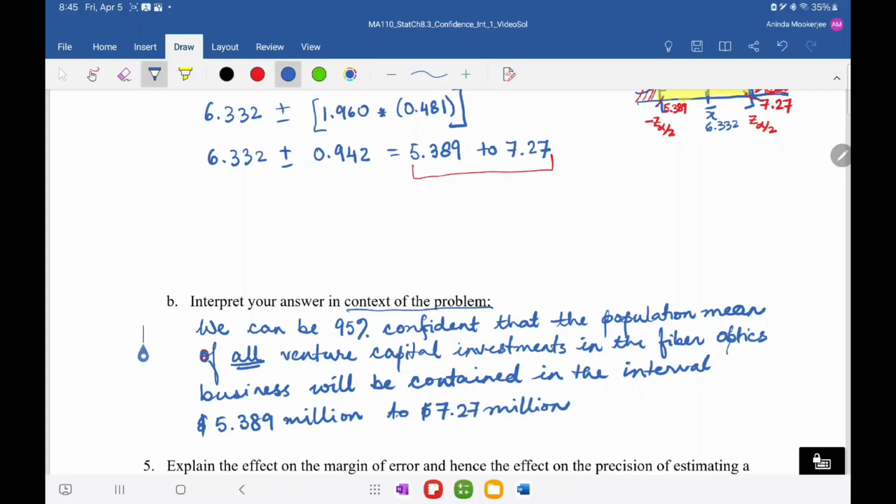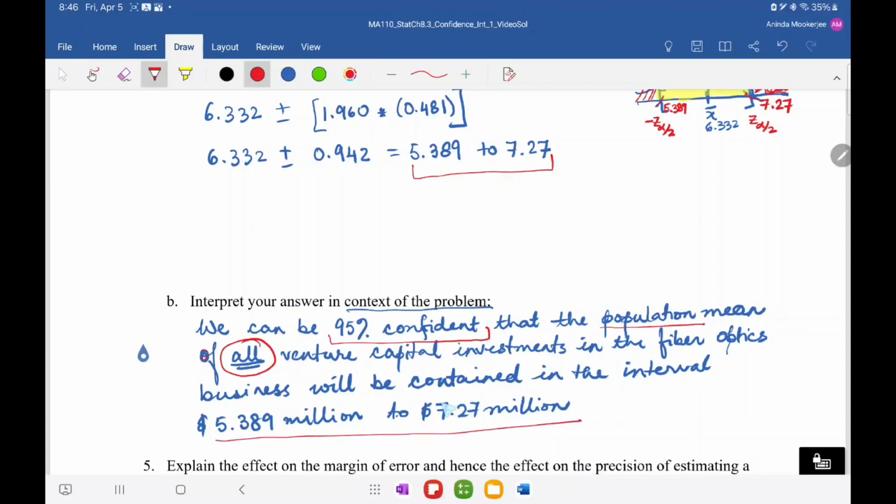All right, so the key phrases here should be 95% confident. We are 95% confident, or you can write at the 95% confidence interval. That's fine too. You have to say population mean, or you have to say all venture capital. When you use the word all, that implies population mean. All venture capital investments in the fiber optics business will be contained in the interval. You have to state your interval correctly.